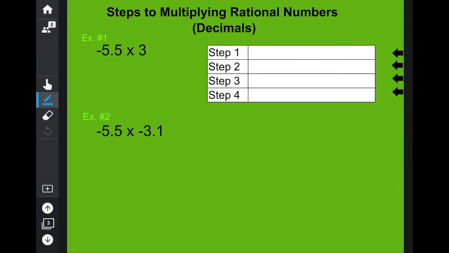So now we're going to discuss the steps to multiplying rational numbers.